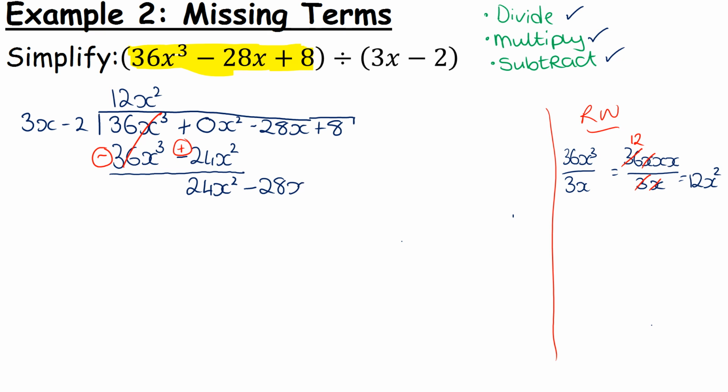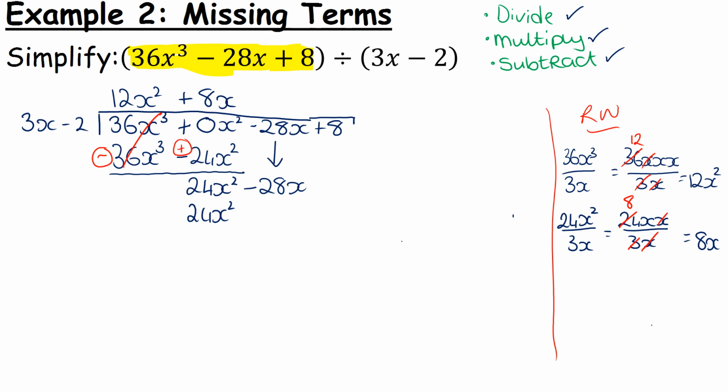And minus 28x, we need to bring this down. And we go back to our mantra, so we do our divide. So we have 24x squared over 3x. So that's our division. So we're going to have 24x over 3x. So there will be an x that cancels, and 3 goes into 24 8 times. So we're left with 8x. So we'll have a plus 8x. So that gives me 24x squared, and plus 8 by minus 2 is minus 16x. So that was my divide and my multiply.